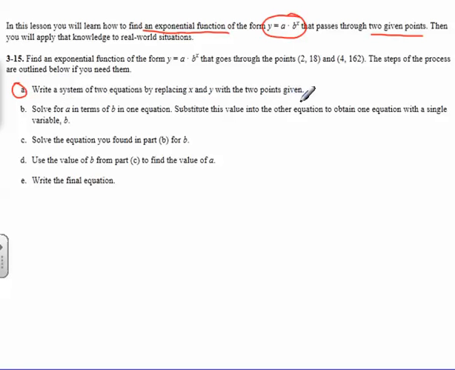Okay, so this is x, this is y, this is x, this is y, and I'm going to write an equation for each of them. So for the first one, 2, 18, here's the equation. It's going to be in this form. The format is y equals a times b to the x. So in place of y, we put 18. I don't know a, so call it a.